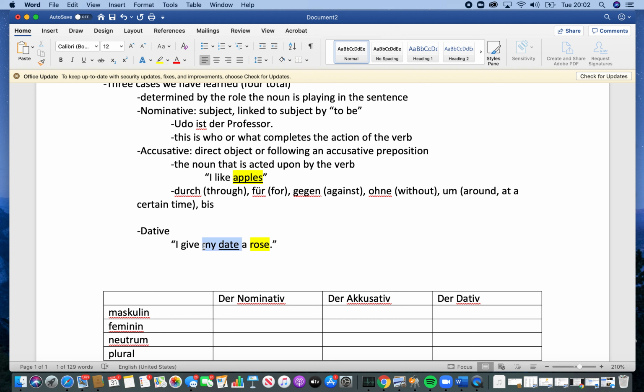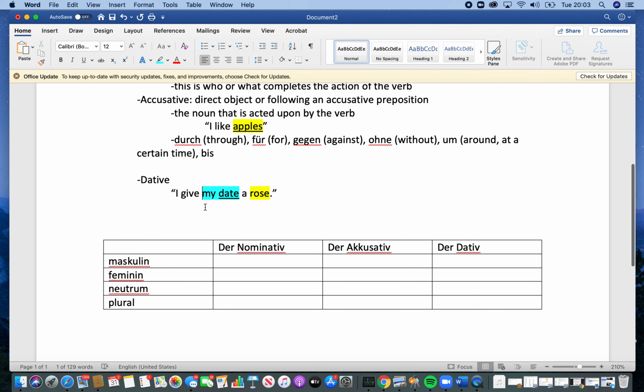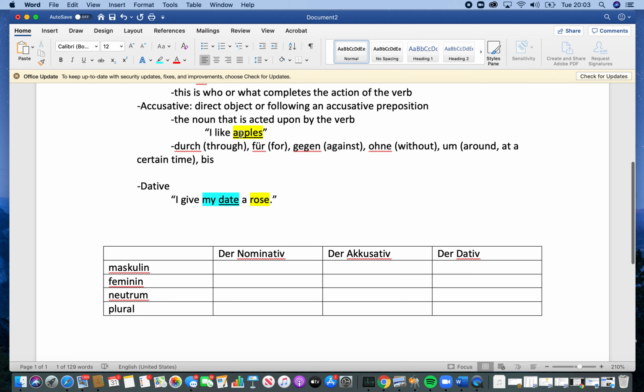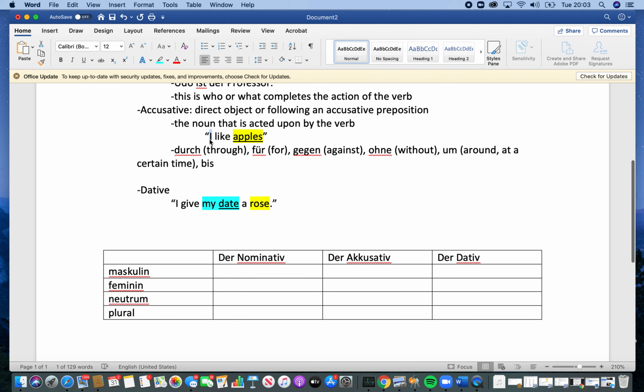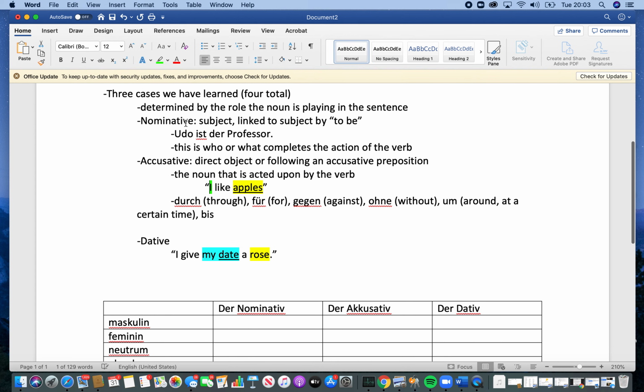Then we have dative, my date. We'll make that a nice, I don't know how to describe this. It's not cerulean, but sort of off blue. So I give my date a rose. And both of these have the same subject, I. We can highlight the I in green. Here, in this sentence, where both nouns were nominative, we can highlight both in green. They're just linked by to be. The subject is existing as itself.